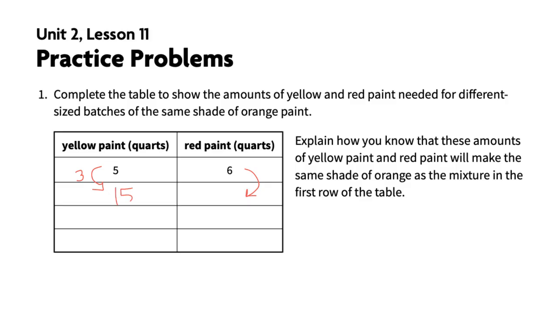So that gives us 15. So multiplying by 3 gives us 18. We could do multiply by 12. So that gives us 60. So 6 times 12 gives us 72. And then we can get crazy. We can say, well, let's multiply by 100. So that gives us 500 quarts of yellow paint and 600 quarts of red paint.